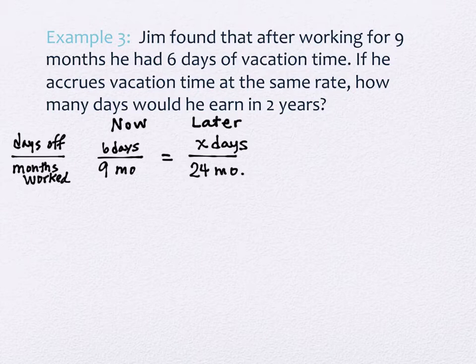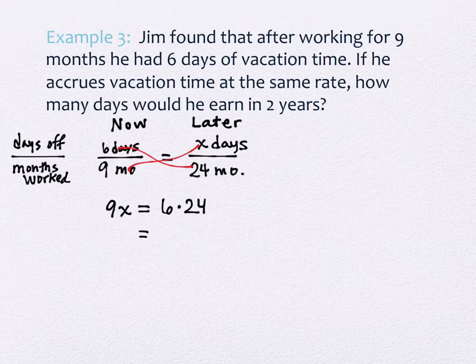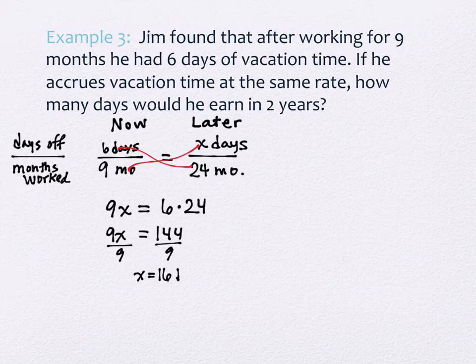So we're going to cross multiply to solve the problem. So I have 9 times x, and then I have 6 times 24. So somebody tell me, what is 6 times 24? 144. And then what would I do? Divide by 9. And what is 144 divided by 9? 16. Okay, so it's 16 what? Days. These are his 16 vacation days.